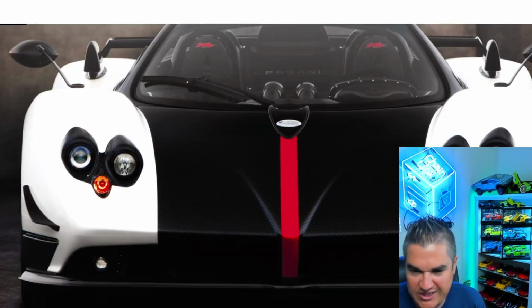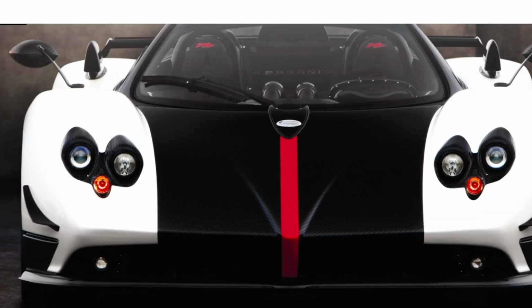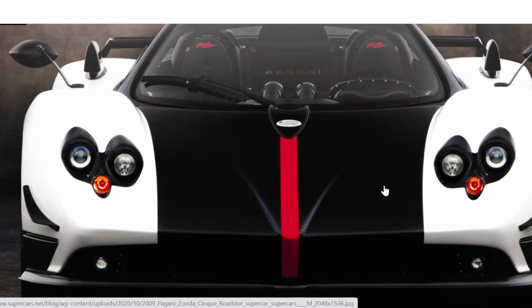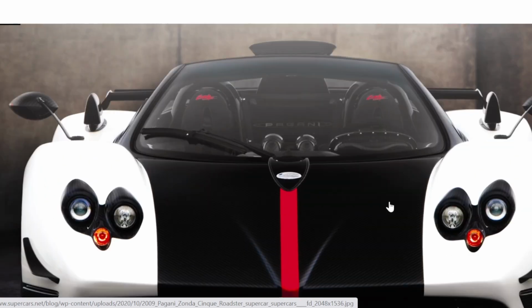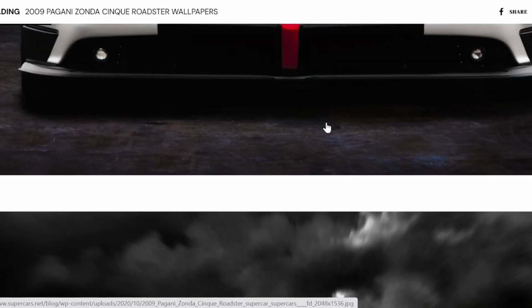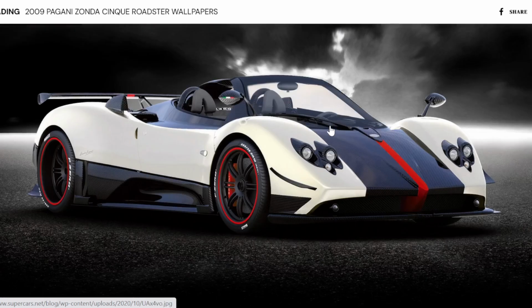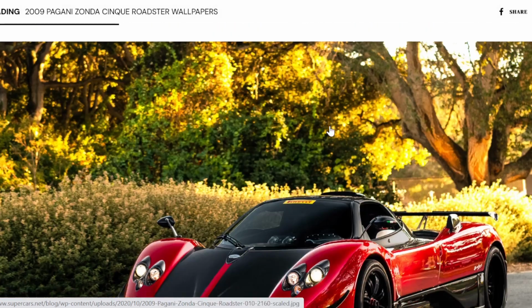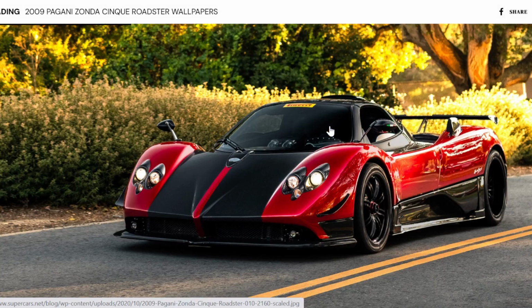My favorite car of all time, the Pagani Cinque Roadster. If I had Monopoly dollars and money was no object, I would definitely have one of these or two. Look at that. I think they're about 5 mil if you're lucky enough to get one. Let's scroll down and just take a look at everything. I like the Roadster. Holy hell. I'll take that color. Yes, please.